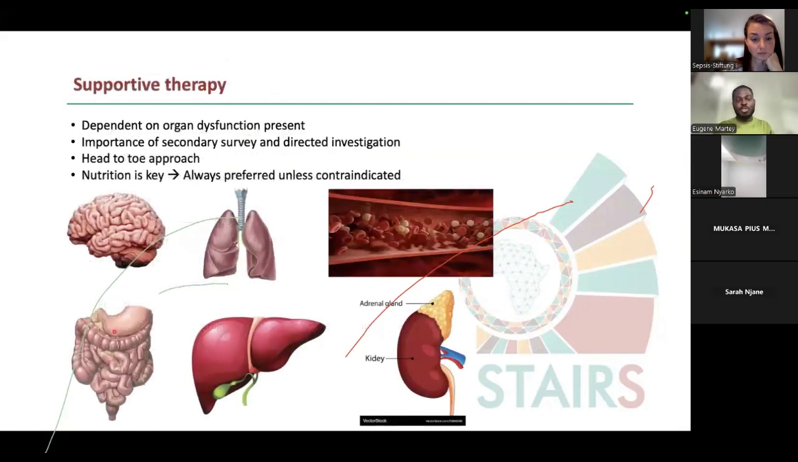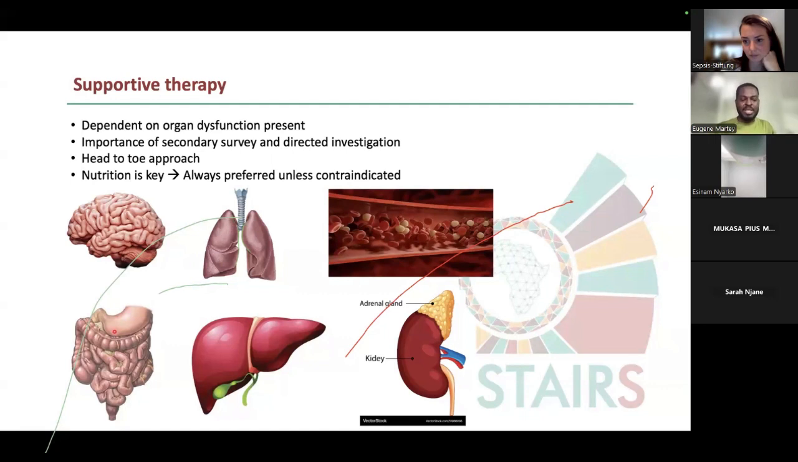The next thing you want to do is to provide supportive therapy for your patient. As we have it, it is really dependent on what organ dysfunction the patient is presenting with. Okay, so it's also important to carry out your secondary survey, and that is what is going to help us pick up these dysfunctions. And this will definitely direct what investigations you will do for your patient. Now, you use the head-to-toe approach.